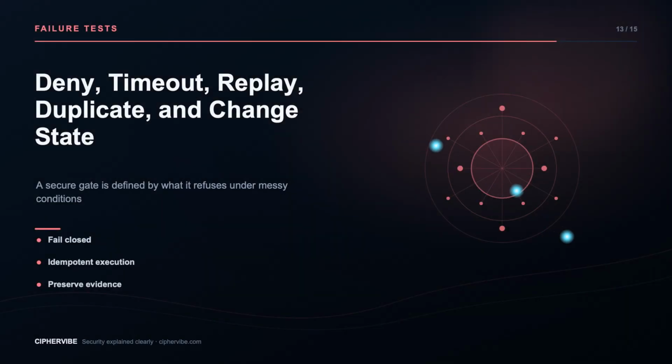Test denial, no response, expired approvals, duplicate clicks, replayed tokens, changed permissions, stale object versions, executor crashes, and partial success. The safe result is denial or a clearly recoverable state, never silent continuation. Give every execution an idempotency key so retries cannot duplicate a payment, message, deployment, or deletion.